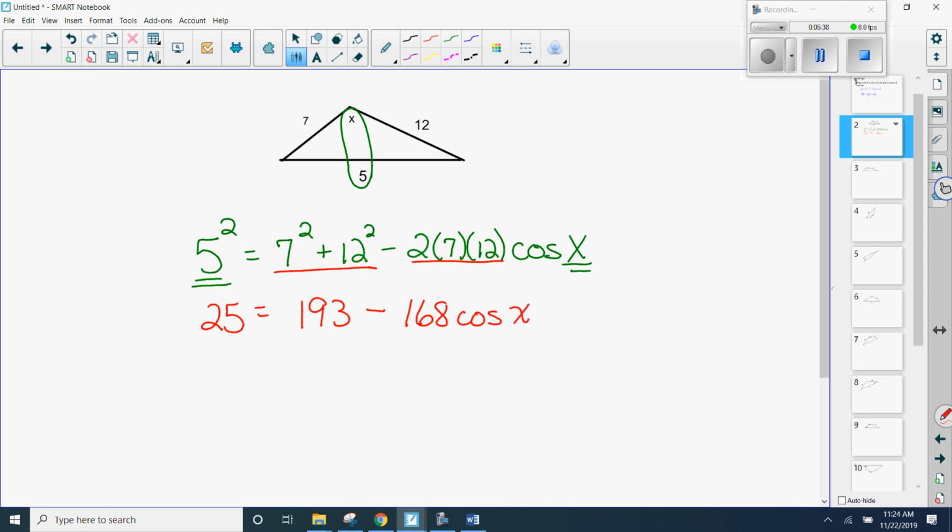Yes, that's right. The cosine of x. So how do I solve that now? This is not as easy as yesterday. I can type it all in as a value. What do you do now?